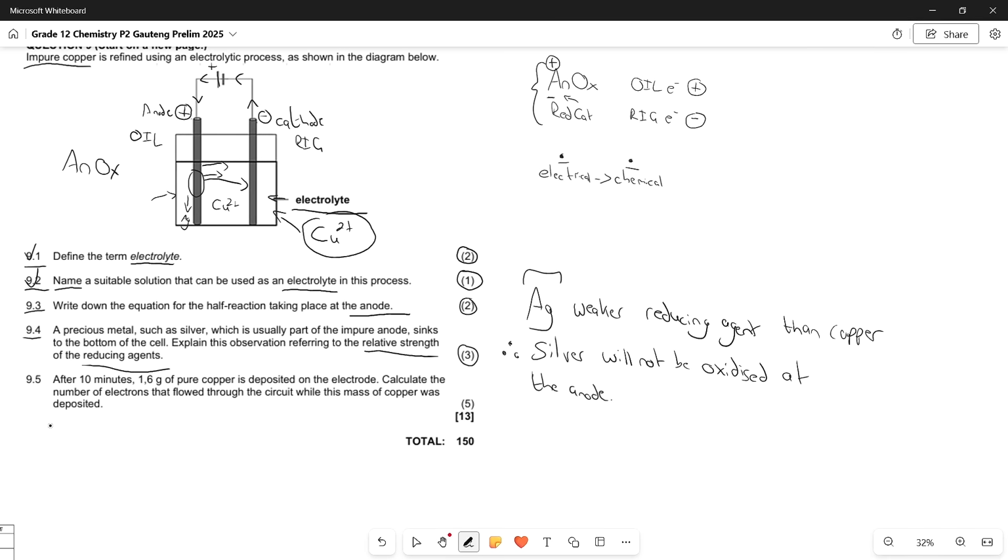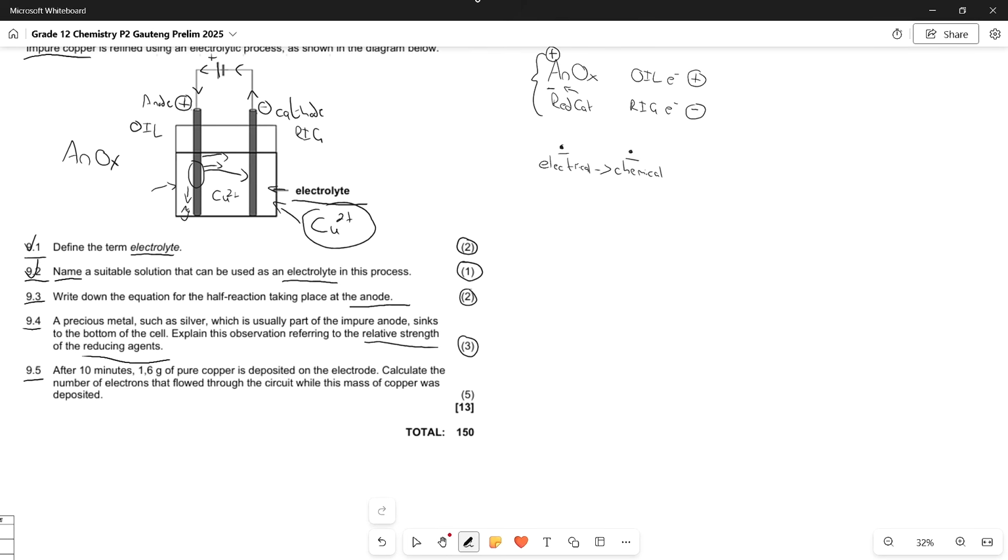And then last question for this paper, 9.5 over here says after 10 minutes 1.6 grams of pure copper is deposited on the electrode. Okay, so we have pure copper that is being deposited on our cathode over here. We have 1.6 grams of pure copper, so no ions and there's no silver mixture. It is just the copper that has been lost from this electrode or from our beaker that is then being coated on our cathode over here. Okay, calculate the number of electrons that flowed through the circuit while this mass of copper was deposited.